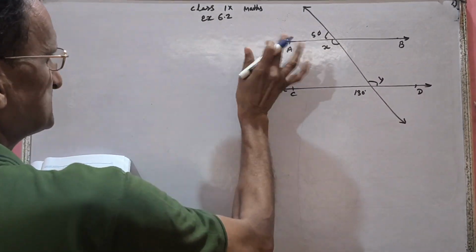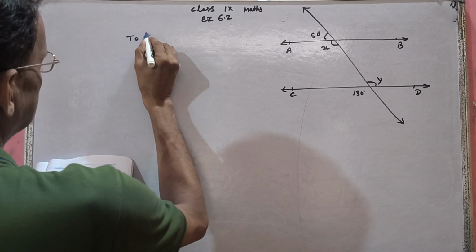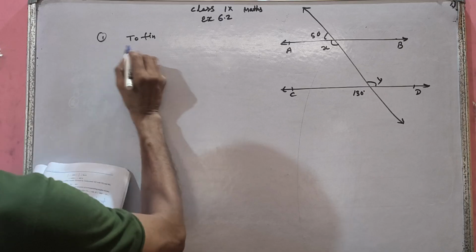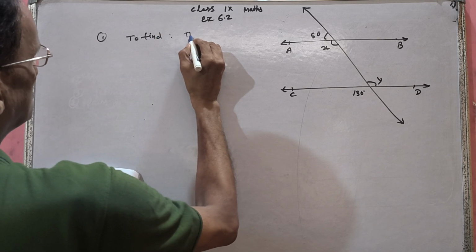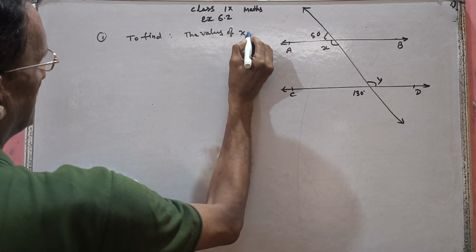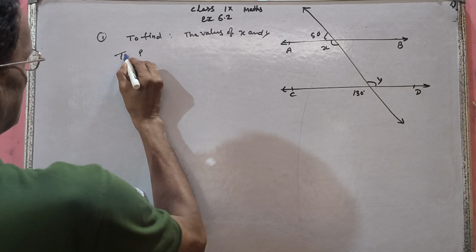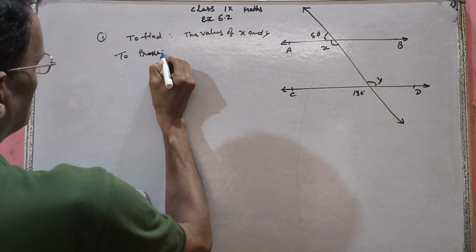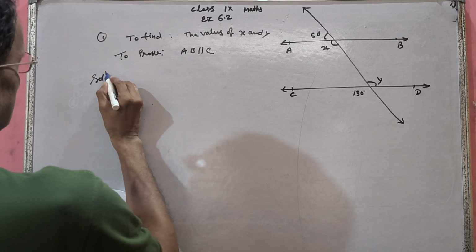So in this figure, number 1 we are talking about, we first need to find the values of X and Y, and we also need to prove AB parallel CD. So start the solution now.